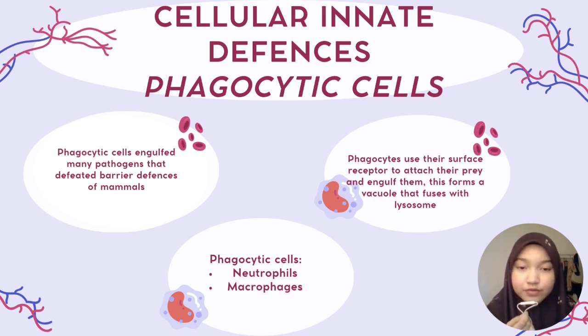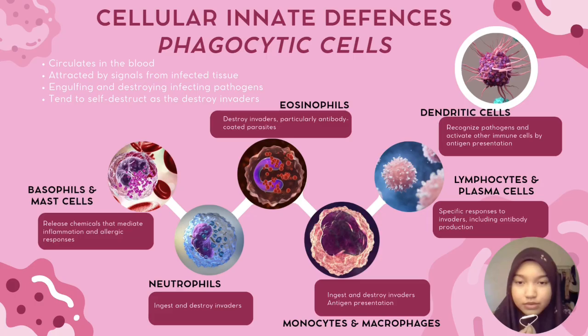Phagocytes use their surface receptors to attach to their prey and engulf them. This forms a vacuole that fuses with a lysosome. The two main types of phagocytic cells are neutrophils and macrophages. Phagocytic cells circulate in the blood. They are also attracted by signals from infected tissue, engulfing and destroying pathogens, and they tend to self-destruct as they destroy invaders. We have 6 types of phagocytic cells in our body.